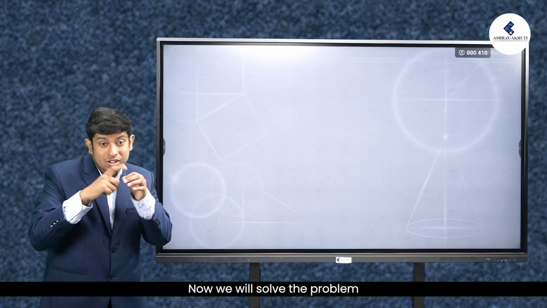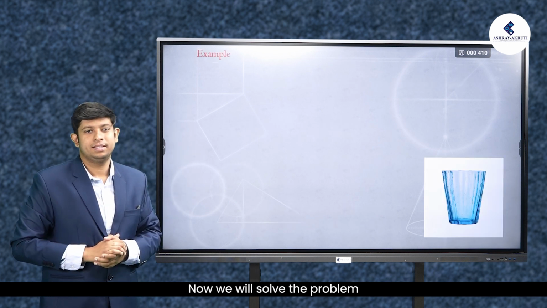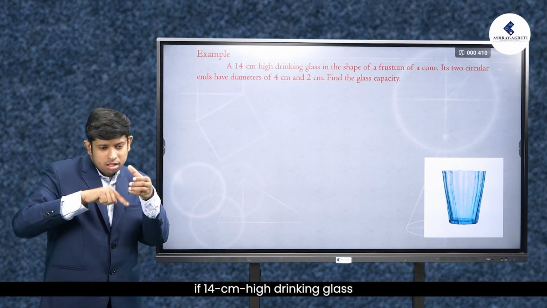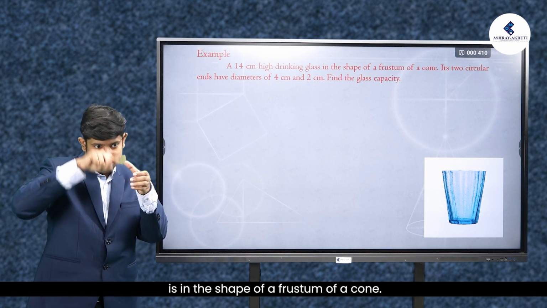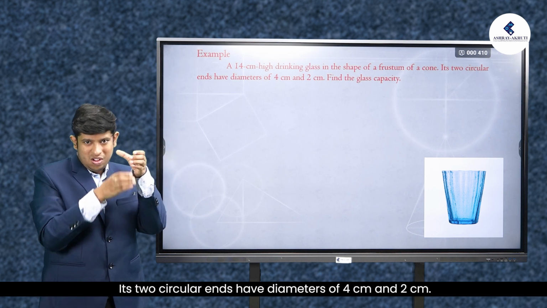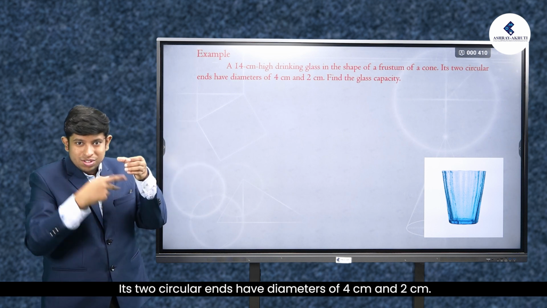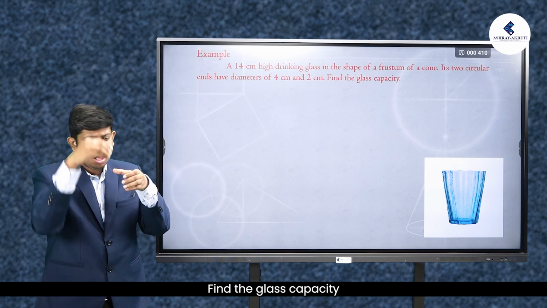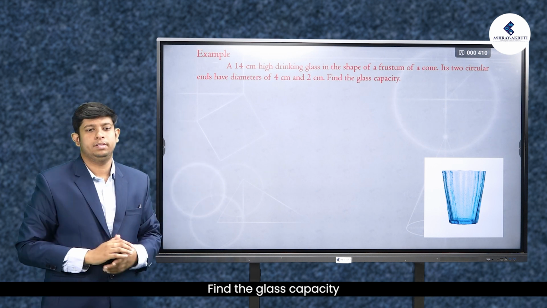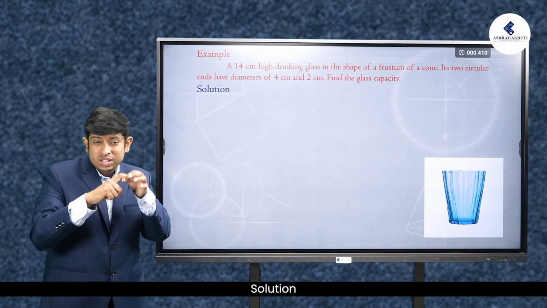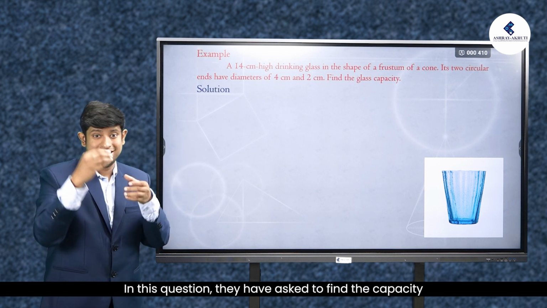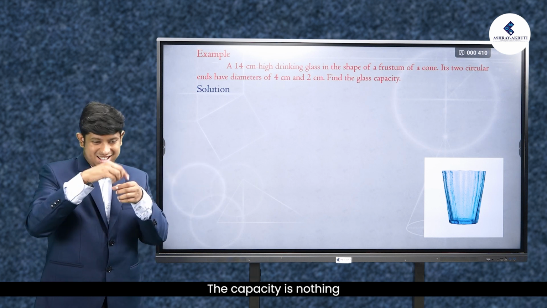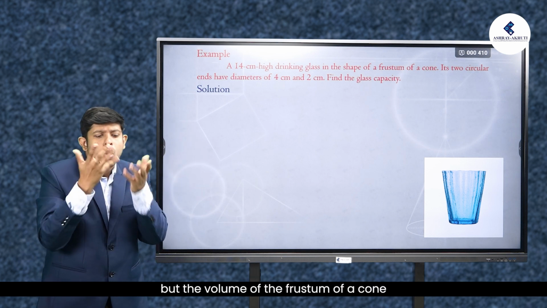Now we will solve a problem. If a 14 cm high drinking glass is in the shape of a frustum of a cone, its two circular ends have diameter of 4 cm and 2 cm. Find the glass capacity. Solution. In this question, they have asked to find the capacity of the frustum of a cone. The capacity is nothing but the volume of the frustum of a cone.